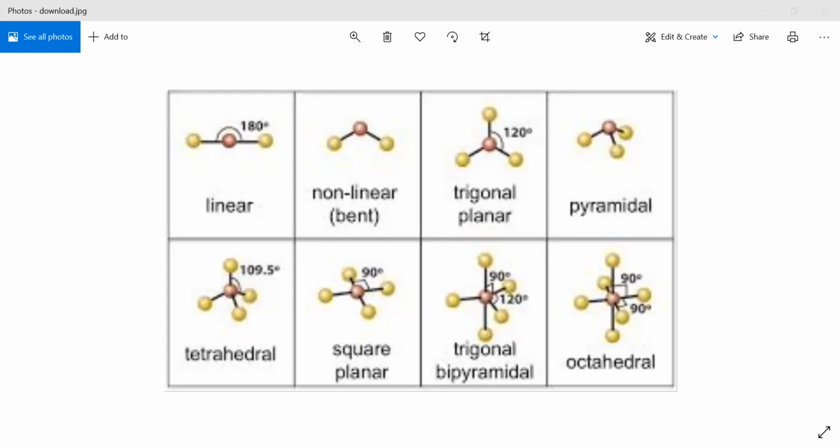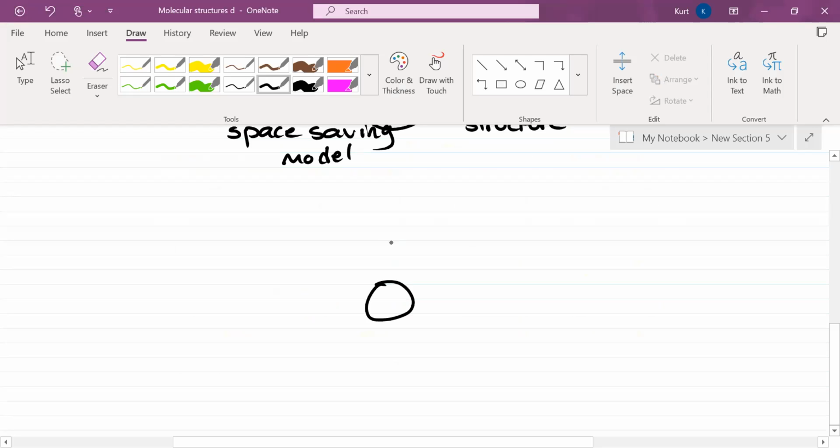All right, so let's see if I can draw this. Trying to draw 3D on a 2D surface is not going to be easy. 1, 2, 3, 4, 5, 6. Okay. Let's see if I can do this. So it has 8 faces.